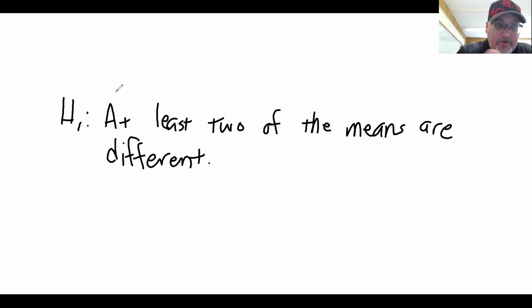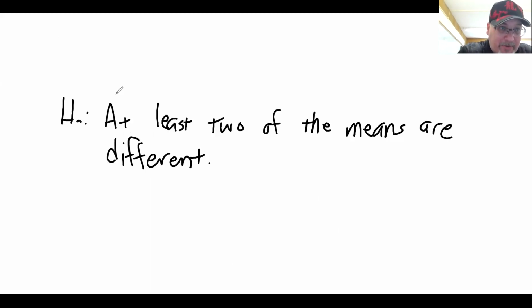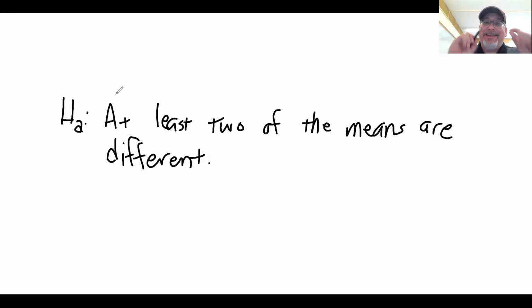And I knew this was going to happen at some point in the semester. Up until now, I've always used HA for the alternative hypothesis. But I think I warned you at the beginning of this class that sometimes I'm going to put H1 because that's the notation that was used in the book that I used prior to the one that I'm currently using. So generically speaking, you can say that the null hypothesis for an ANOVA test is always the means are all equal. And the alternative is at least two of them are different.